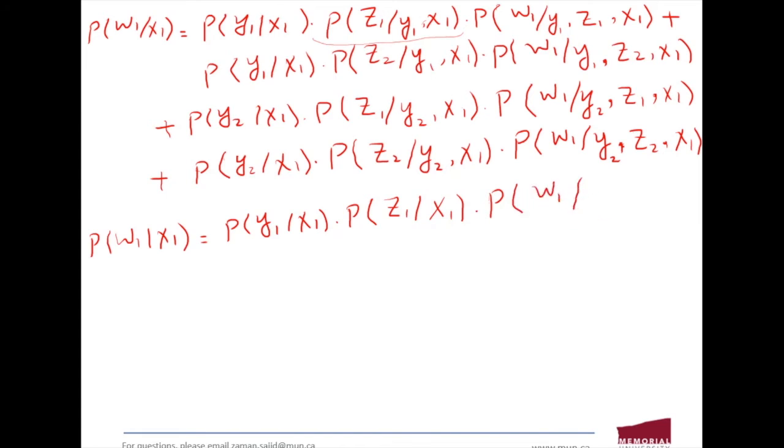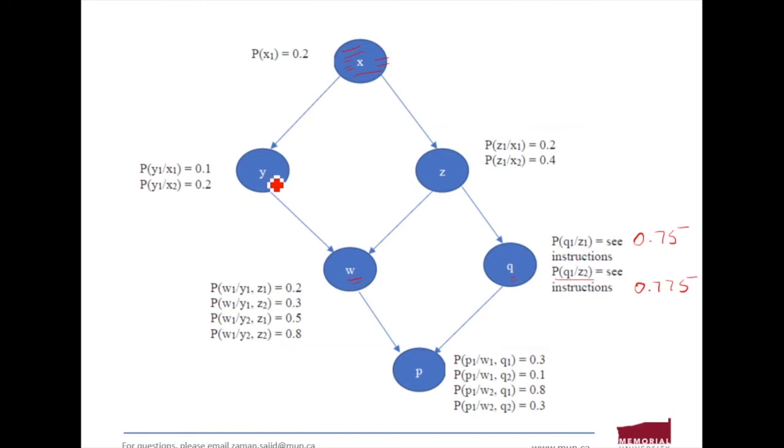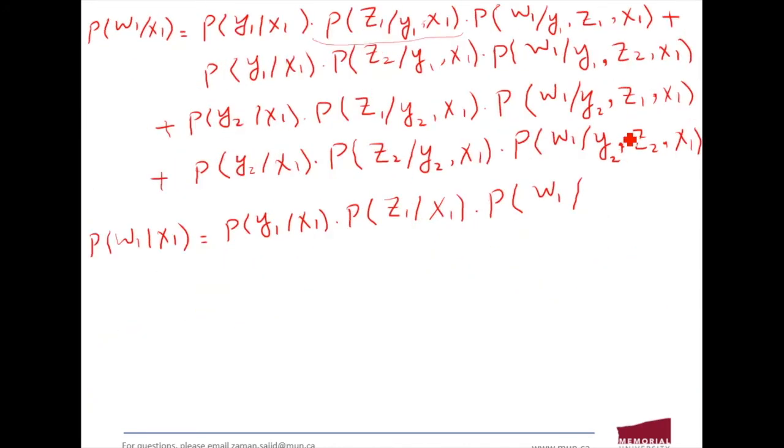Again, we will go back to our network and see the parents of W here. So the W has the parent of Y and Z only, not X. X is not the immediate parent of W. So we can ignore this X here when we are applying the Markovian condition. This was the basic idea to be used in this question.